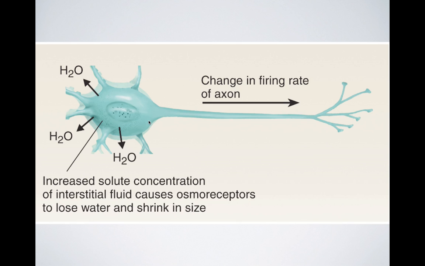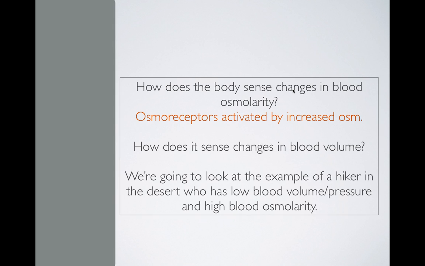And so this is just a review of how these osmoreceptors are working. Increased solute or osmolarity outside of this osmoreceptor leads to them losing water. As a result of that, the cell shrinks. You can see it shrinking, getting smaller here. That triggers the opening of sodium channels, causing an increase in firing rate in this osmoreceptor. So that's how we sense a problem with osmolarity.